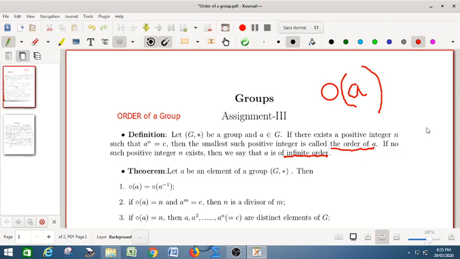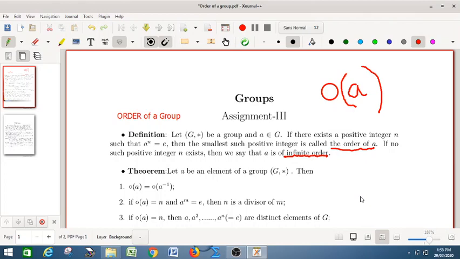Now suppose, for example, you know the group {1, omega, omega square} with respect to multiplication. What is the order of omega? The order of omega will be 3, because omega cube is 1, and 1 is the identity element in the group. And if we talk about the modulo group Z6 with respect to plus, then what is the order of 1? It will be 6, because 0 bar is the identity element.